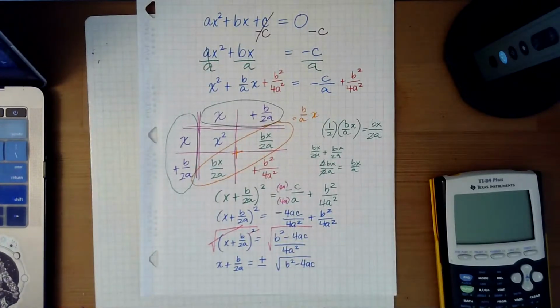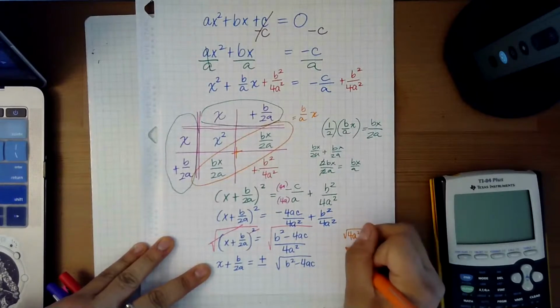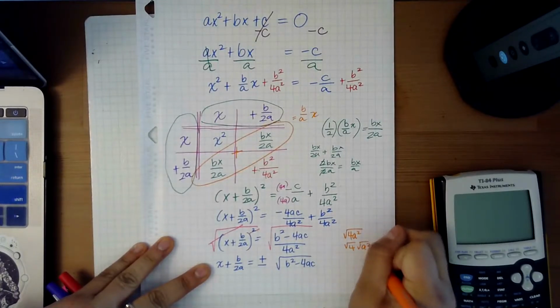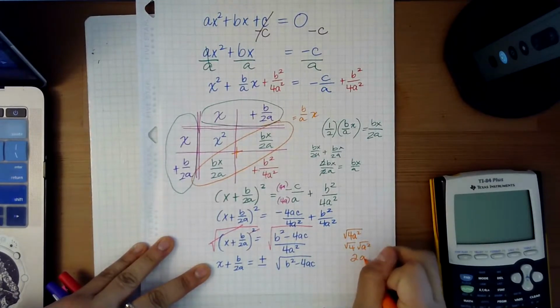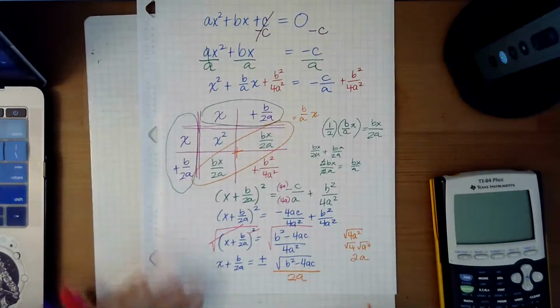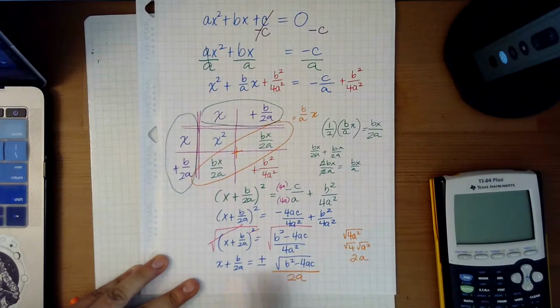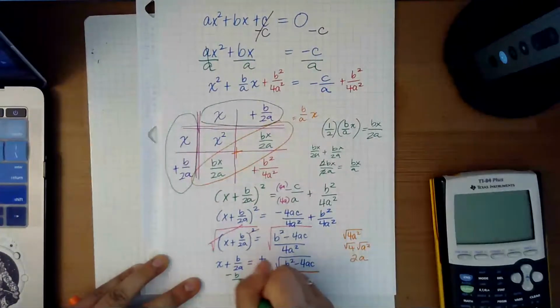Now I'm going to do another little side note. Square root of 4a squared gives me radical 4 times radical a squared, which gives me 2a. So on the bottom, I have 2a. Okay. Next thing I'm going to do is move this b over 2a to the other side. So I'm going to subtract b over 2a from both sides.